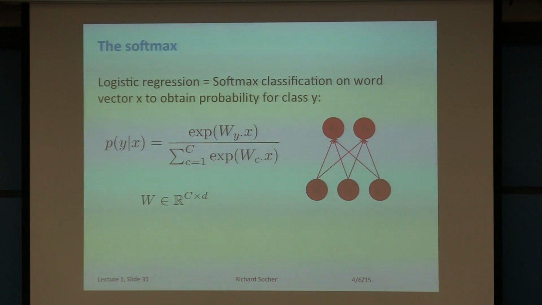And for now, we'll do the simplest one, which is just classifying a single word vector. Eventually, of course, we'll classify much more complex things like windows or sentences or whole documents. So let's go through Softmax classification.